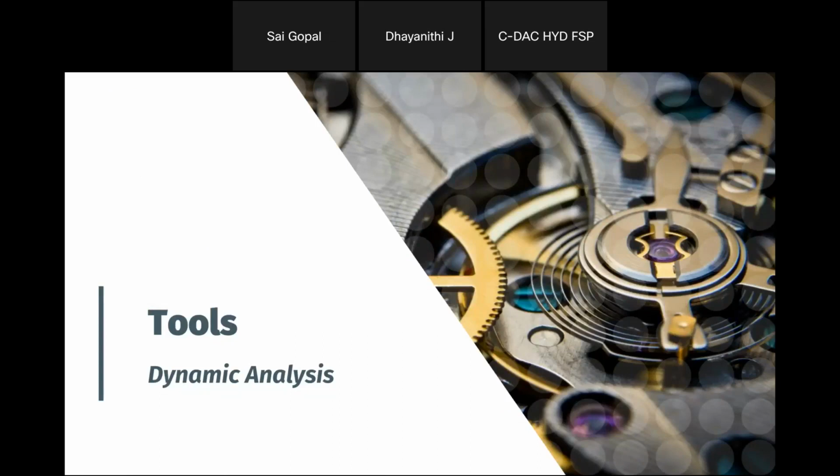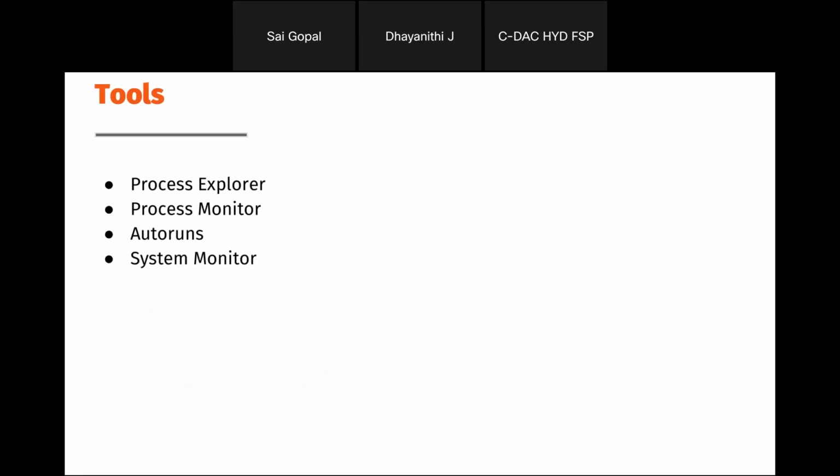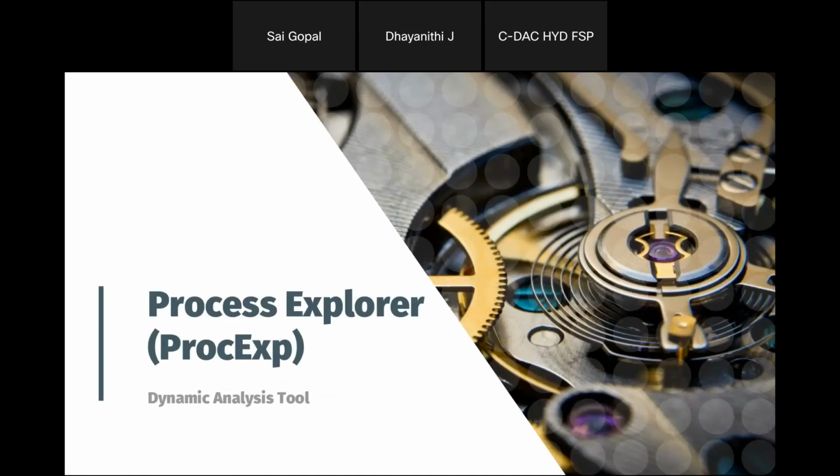When you come to dynamic analysis, these are the tools we generally use: Process Explorer, Process Monitor, Autoruns, and System Monitor. The first one is Process Explorer. I think we are not going to cover the practicals for the dynamic analysis tools, because they require an isolated network. So we will present the results of the dynamic analysis, and give you a little introduction to each tool and how it can be utilized.